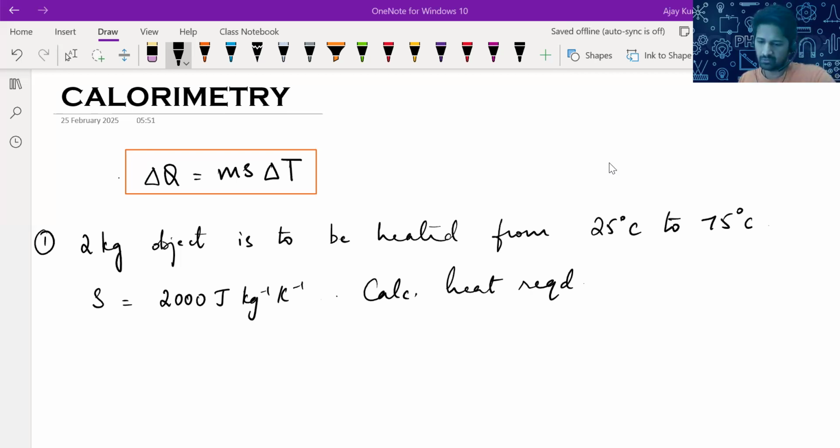I got one answer as 2 into 10 power 5 joules, another as 200 kilojoules. Both are same. Okay, good.